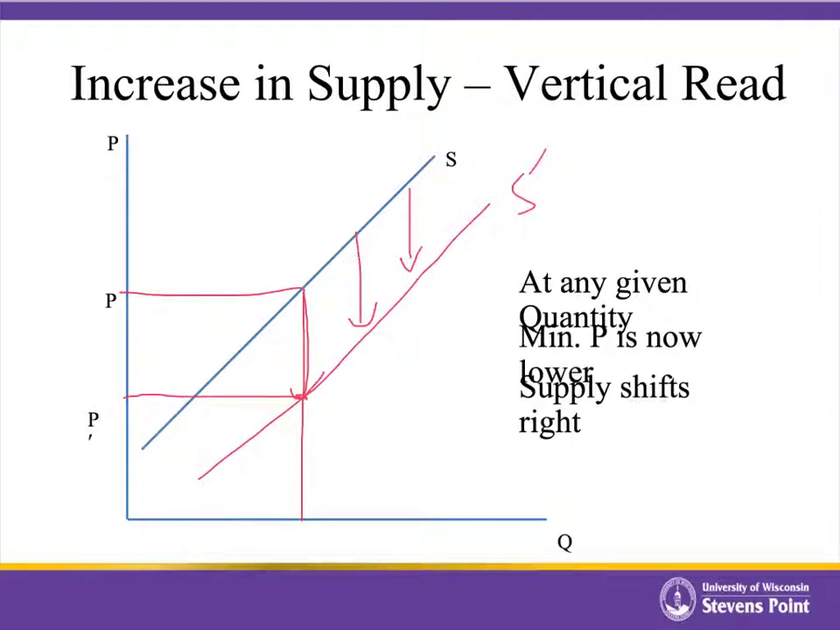Here we have to be careful because this is an increase in supply, but using the vertical read, it looks like we're going down. Down and increase don't seem to fit together. So to be clear, whenever we talk about an increase in supply, we're talking about a rightward shift in the supply curve. Supply curves move to the right when they increase, they do not move down. The up and down can be confusing in terms of interpretation.